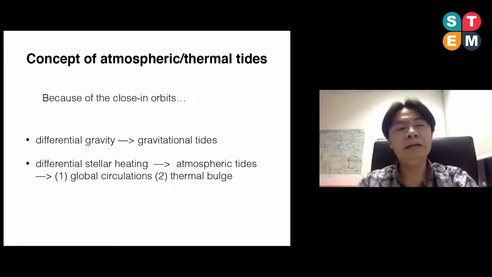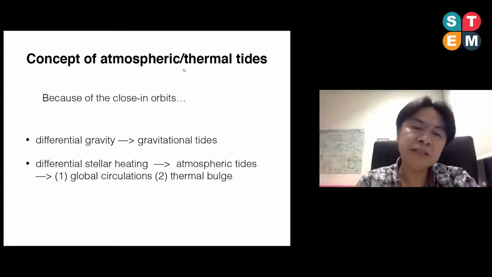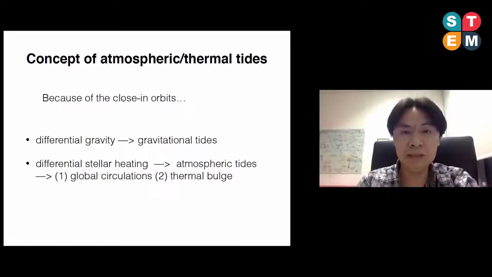Now let me briefly introduce the concept of atmospheric or thermal tides. Because we are talking about hot Jupiters, they are very close to their parent star, so the tidal interaction is expected to be very important.